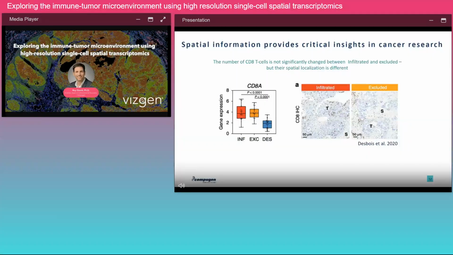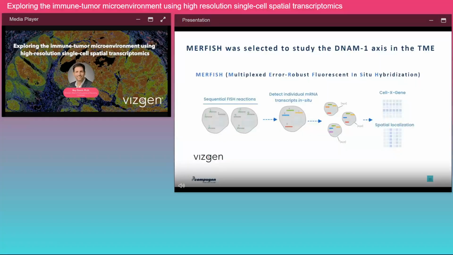So this is why. If you look at a tumor and you enumerate the number of CD8 T cells in infiltrated and excluded tumors, sometimes you do not see any difference. The number of CD8 T cells remains the same. But if you look at the staining of the cells, you can see that they are spatially located differently. In the infiltrated tumors, the cells can enter the tumor and act against it, while in the excluded tumors, the T cells cannot penetrate the tissue for various reasons, and then they cannot act against the tumor and actually eradicate it. So this information is highly valuable.